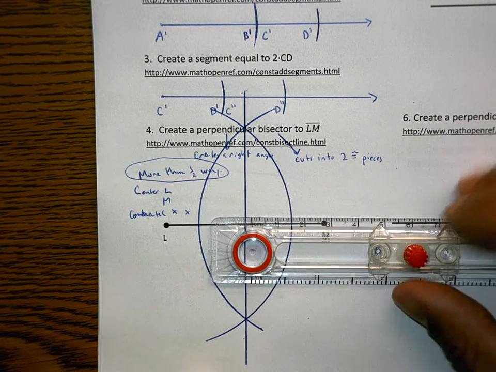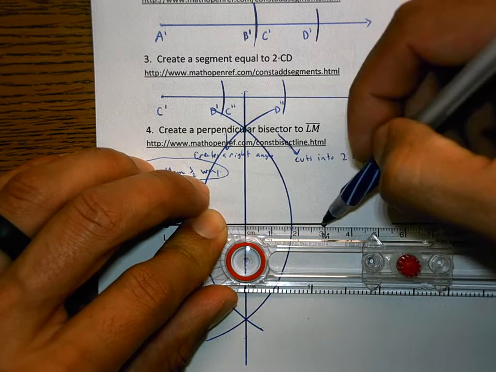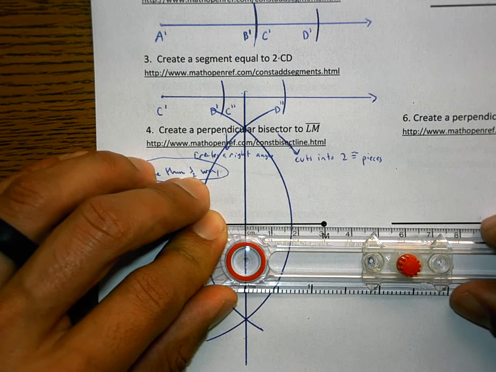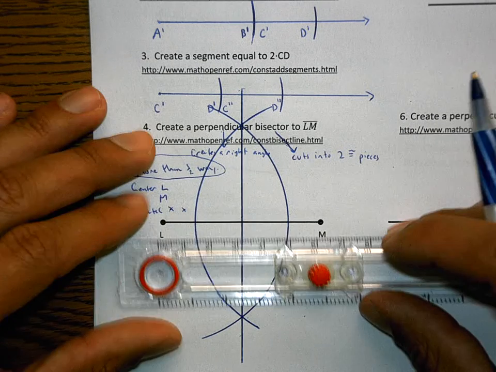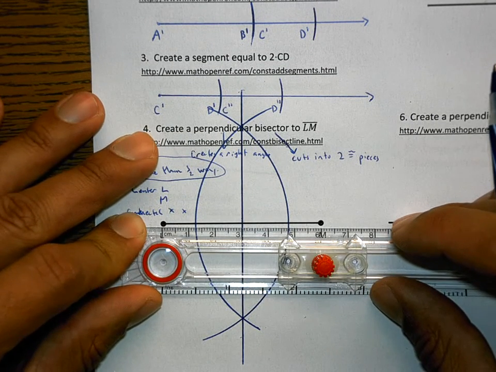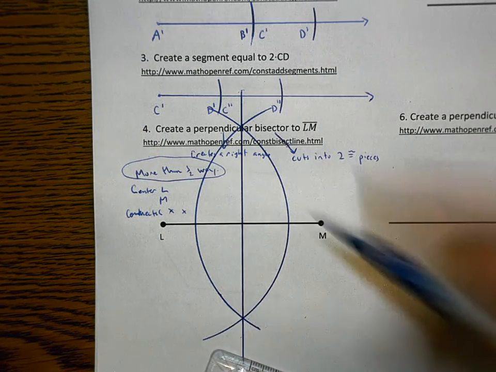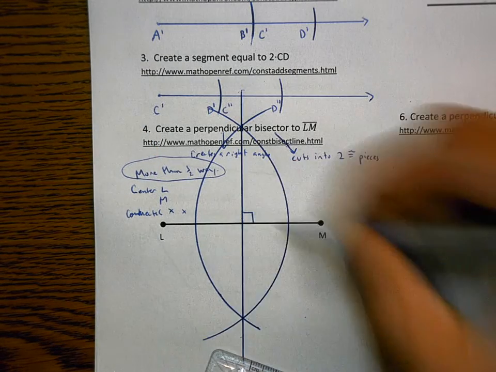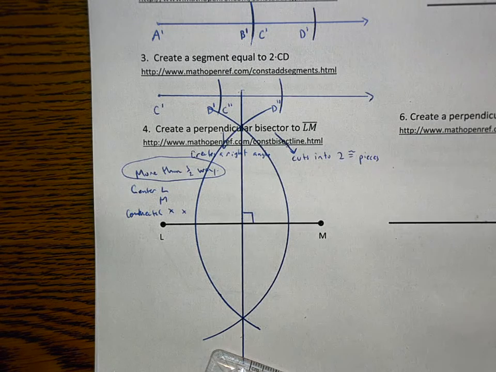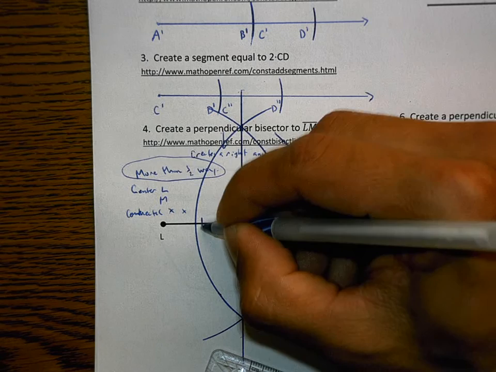The other thing that I can check is this distance from here to M: how many centimeters is it? 3. And let's go the other place, from L to the line. How many centimeters is it? 3. I bisected it into 2 congruent pieces. So here's how we mark it. It's perpendicular, and this is congruent.